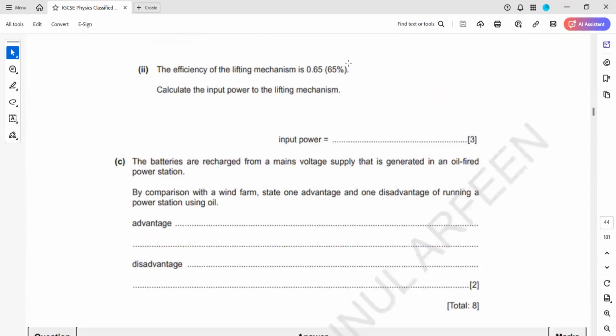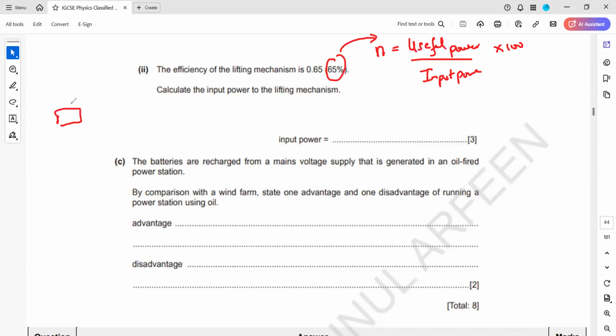Next, the efficiency of the lifting mechanism is 0.65 or 65%. Calculate the input power. So how do we calculate it? First, you write the formula: efficiency is useful power divided by input power, into 100. Efficiency is given to us, which is 65. What about the useful power?